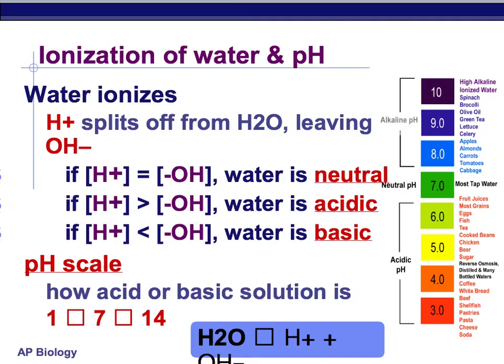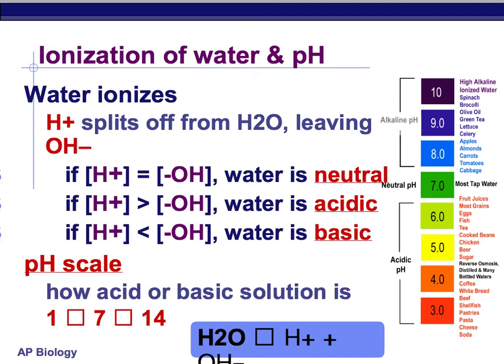Okay, ionization of water and pH. Water has the ability to ionize, which means that the hydrogens can split away from the water molecules, leaving just hydroxyl ions, or OH ions. So if your H pluses and your OH minuses are equal to each other, water has a neutral pH. If you have more H pluses than OH minuses, water is acidic. And if you have fewer H pluses than OH minuses, then water is basic.